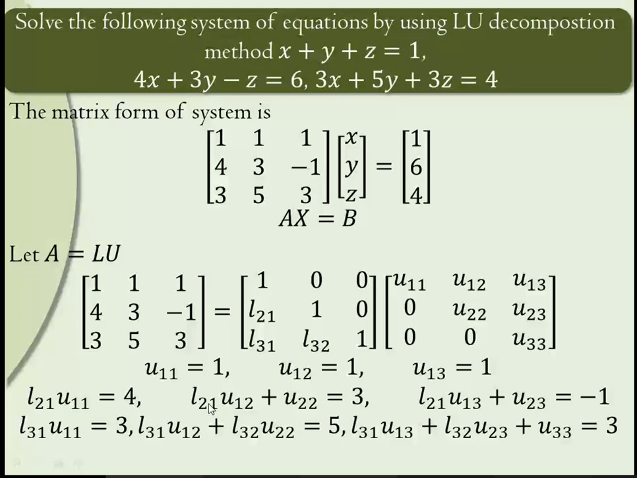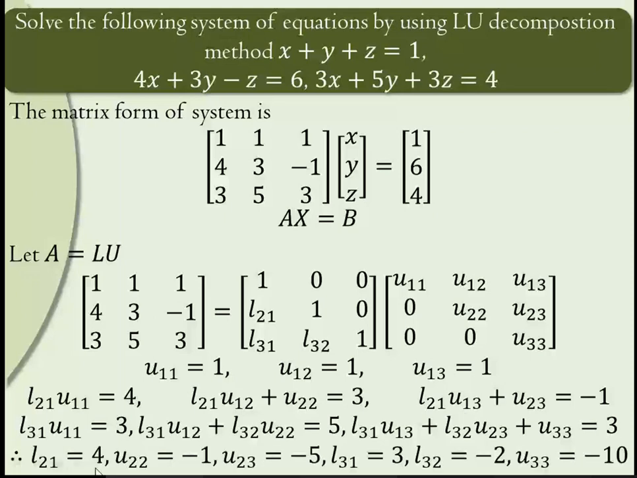Like that, put these values into these equations. So that gives us these terms. L21 will be 4, U22 will be -1. U23, substituting the previous value here, gives us -5. L31 will be 3. Okay, putting U11 as 1 here, we get L31 as 3. L32, put all the values here, that gives us -2. And putting the values of these 4 terms, we get U33 equal to -10. Okay, simple substitution.